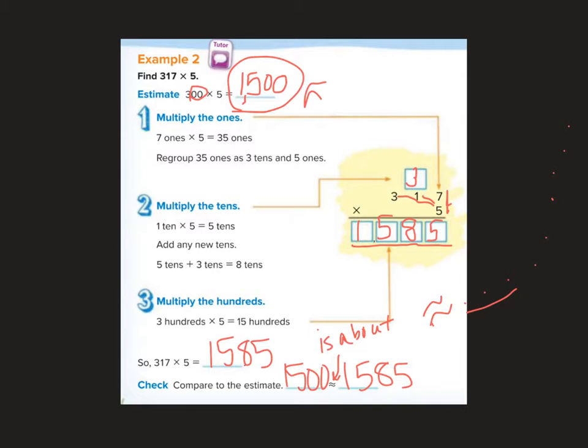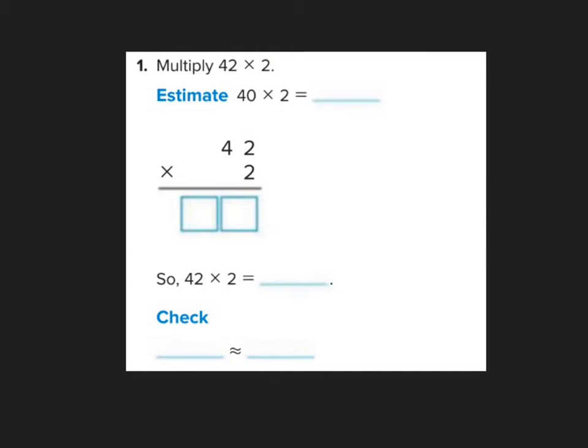So let's go to the next example here. Multiply 42 by 2, so our estimate would be 40 times 2, so we know we need to get about 80. I just multiplied 4 times 2 is 8, add in my 0, so let's check it. 2 times 2 is 4, 4 times 2 is 8, I get 84. Okay, and 80 is about 84, so that checks out. We're good to go.